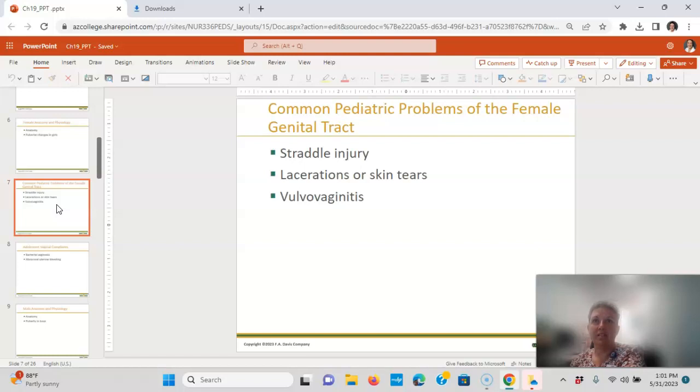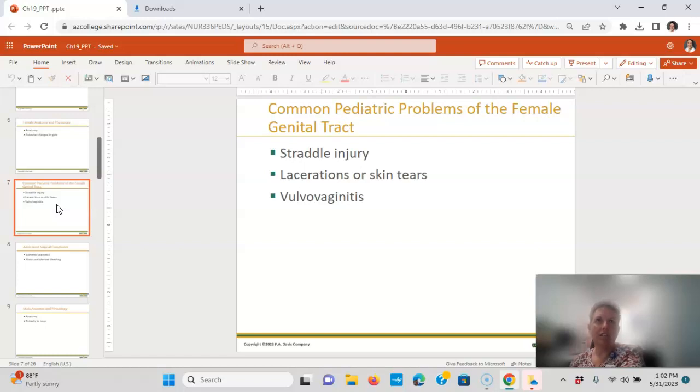Bed rest, ice, then warm tub baths and sitz baths. When we talk about sitz baths for an episiotomy in a woman having childbirth, if we make a cut between the two holes to allow the baby's head to come out, we treat it the same way. So lots of warm tub baths, some sitz bath soaking, and also witch hazel to help healing.